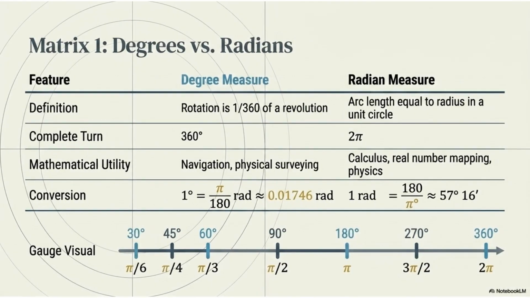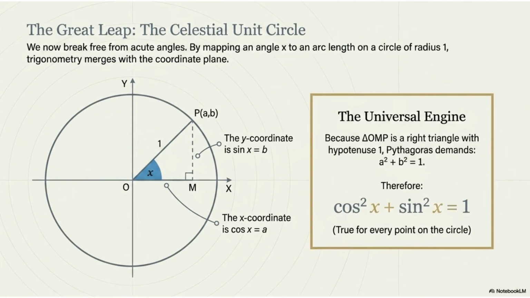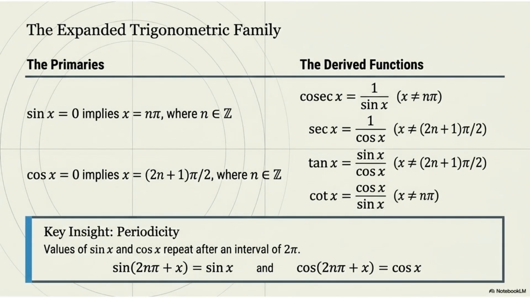This table highlights the differences between degrees and radians. While degrees are useful for navigation, radians are essential for calculus and physics, with simple formulas to convert between the two. By mapping angles onto a unit circle, we merge trigonometry with the coordinate plane. This reveals the universal engine, the Pythagorean identity, where the sum of cosine squared and sine squared always equals 1. We can expand our trigonometric family to include secondary functions like secant and cosecant.